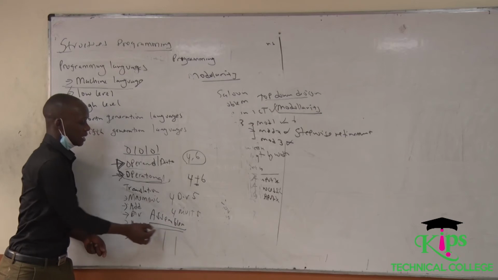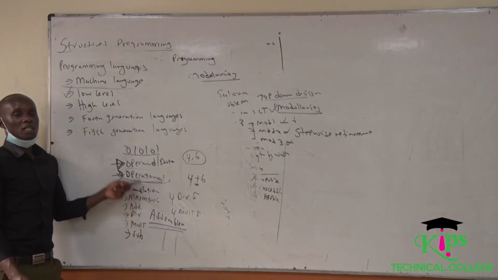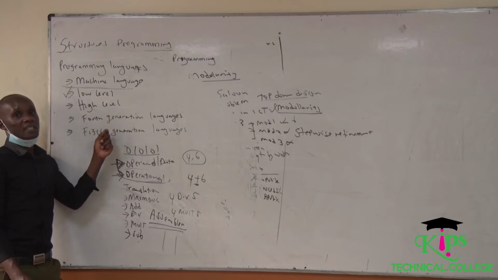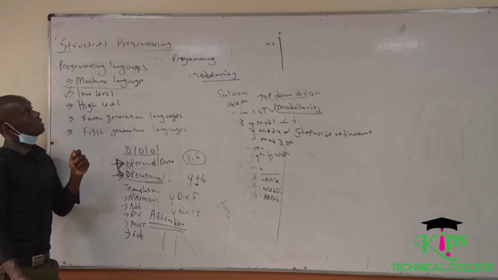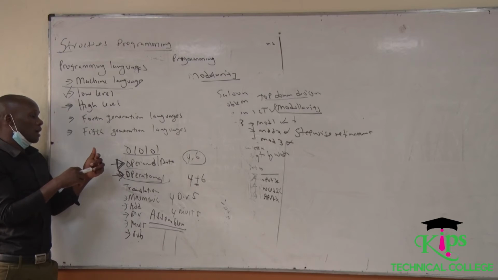So an assembler is a program that converts what we call a low-level language program into what we call machine language, so that the hardware can understand and execute. Now we move to high level, which is the third programming language.